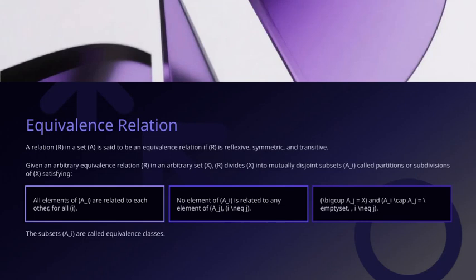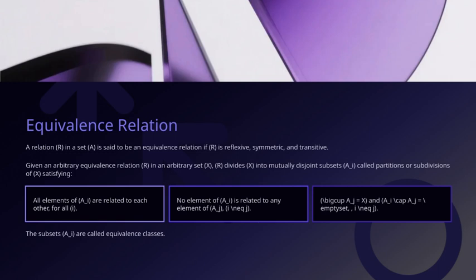Let's take a closer look at this slide. First, we see the notation that the union of all the sets A_j equals X, which means that the collection of these subsets completely covers the set X. Additionally, these subsets are pairwise disjoint, as indicated by the statement that A_i intersect A_j is empty whenever i is not equal to j. This implies that no element belongs to more than one subset, and each element of X belongs to exactly one of these A_i.